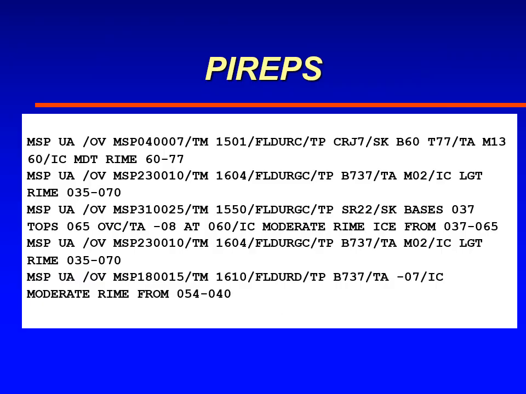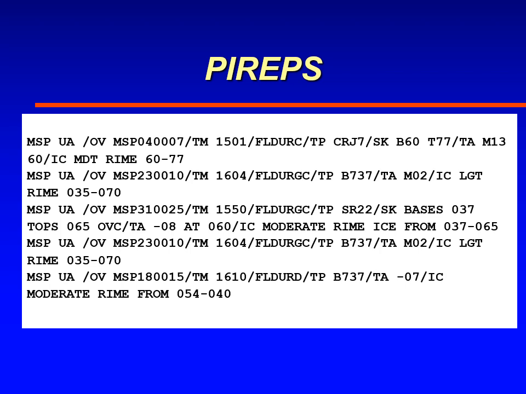Sometimes it's helpful to look at the textual pilot reports to provide you more information. In other words, bases and tops of icing and also temperatures. So looking at these, they are from around the Minneapolis area on this particular day, and you can see the temperatures vary. There's an aircraft during climb. The first one reports during climb, a CRJ reporting the bases of the clouds, 6,000, tops at 7,700, with a temperature of minus 13 at 6,000 feet.